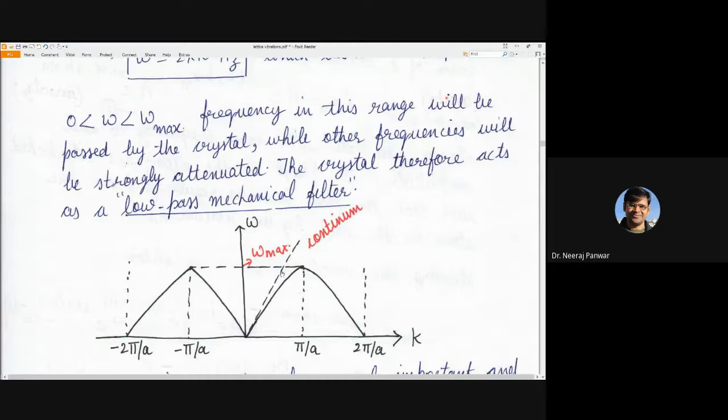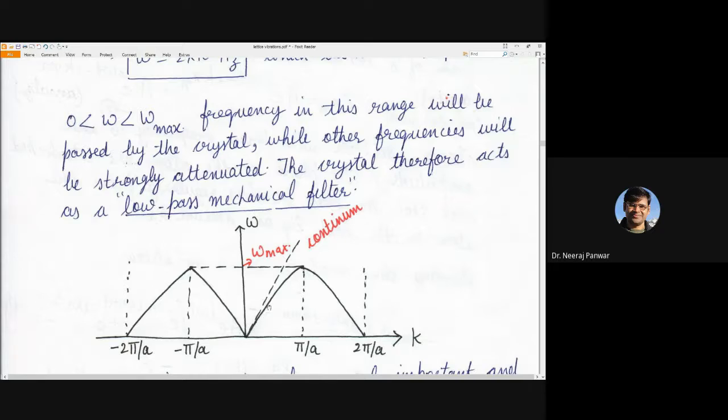The dashed line is the continuum behavior, when we consider the solid to be continuous, and the two curves match at the smaller k values, or when the wavelength is large. In this region, the lattice waves are of very large wavelength in comparison to the interatomic distance. Therefore, the two curves are matching each other.